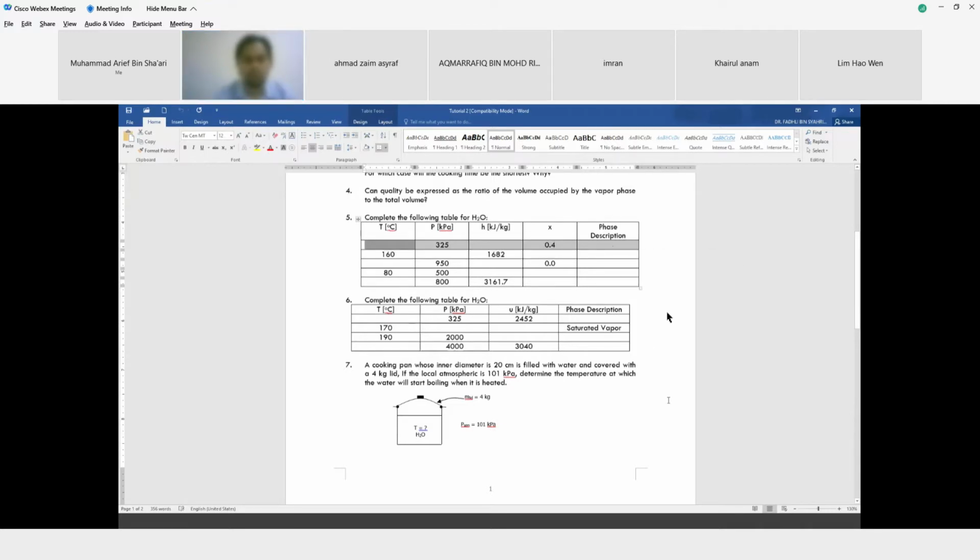For case number 1, we are given pressure and the value of the X quantity. These are the information given. As I said just now, step number 1, list down all the information given.